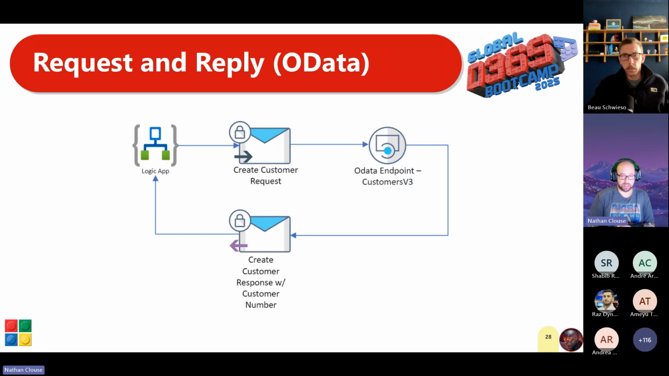Next is request and reply. So this is simply OData. We've talked about this before, but we have a logic app in this instance saying, create a customer. It goes to an OData endpoint. My logic app waits for a response, and then eventually my logic app will get an OData response that fills out the customer number. So in this instance, we're creating a customer. We don't know the customer number, and we can get a response with that customer number, and our logic app waits for that response. So again, request and reply. This just describes OData, and this gets used quite a bit in terms of integrations.